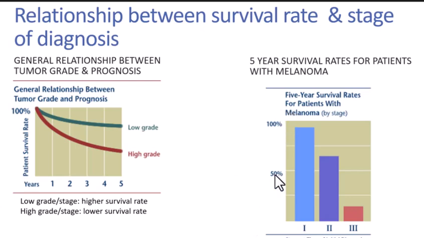Now in the second image, if a person is diagnosed with malignant melanoma in stage 1, they have a 90% or so survival rate. In stage 2, this drops to about 65%. In stage 3, this drops to around 15 to 20%. So you can see a pretty drastic drop in 5-year survival rate in people that are diagnosed early versus late.